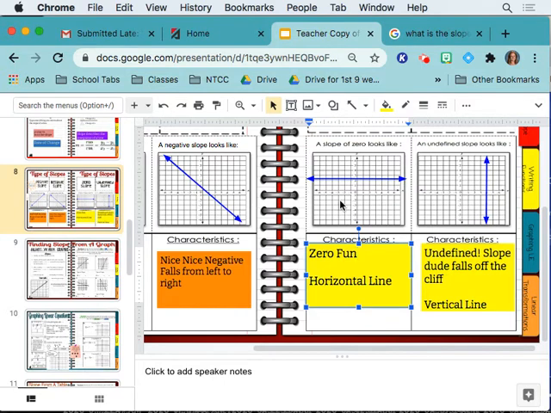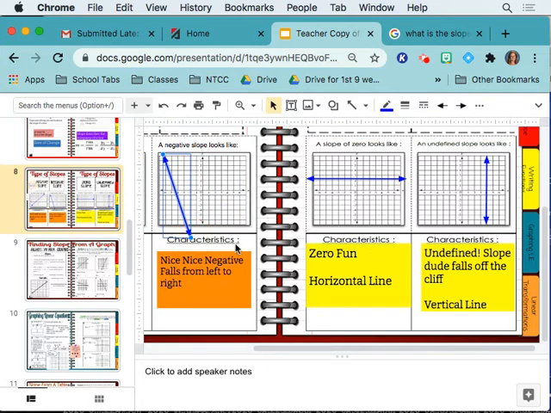And these lines can be anywhere as long as they have the same slope or steepness. The negative could be like this, as long as it is going downhill. As long as it's not straight. Or it could be not very steep. All right? But the horizontal and vertical, they can just be anywhere within the graph.